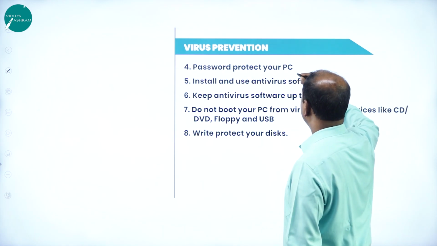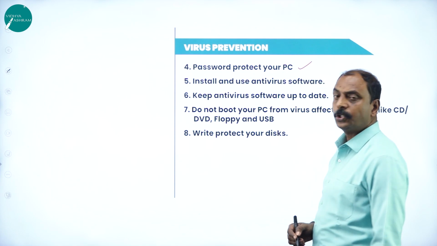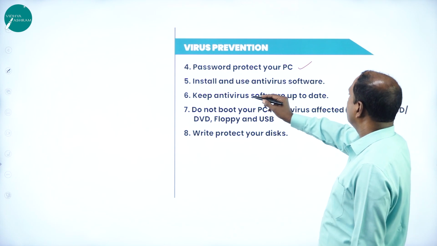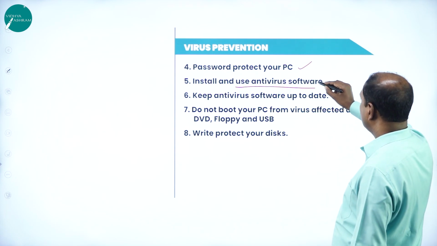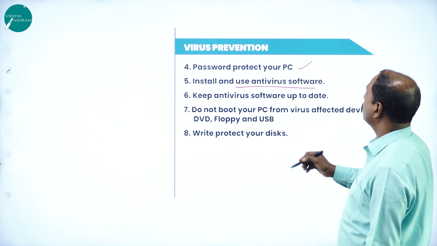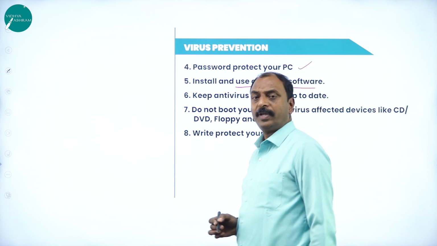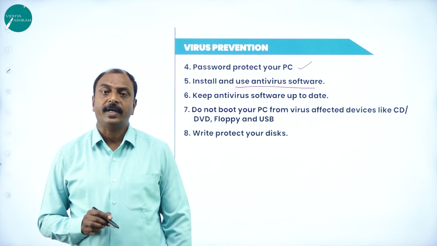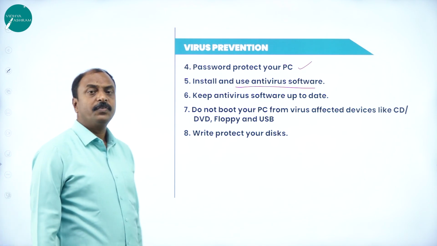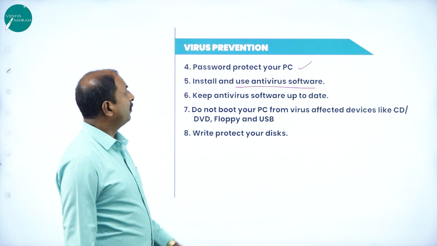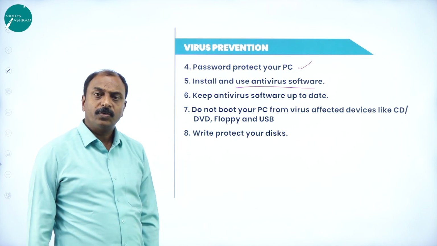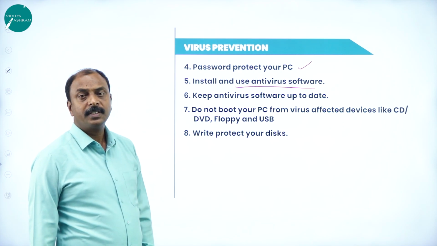Next one is password protect your PC. It is better to have password protection on our computers. Install and use antivirus software. We have to install antivirus software and keep updating it, and it is always better to use a licensed version of antivirus software. It will have better protection against different types of viruses. So do not go for free antivirus software, or download it from the internet when you are working with the internet.